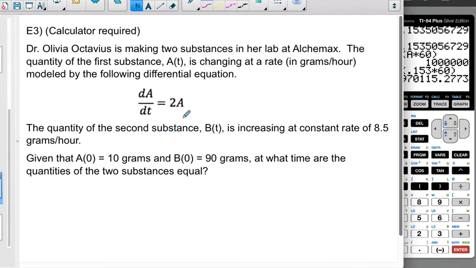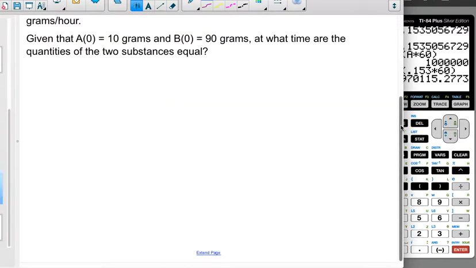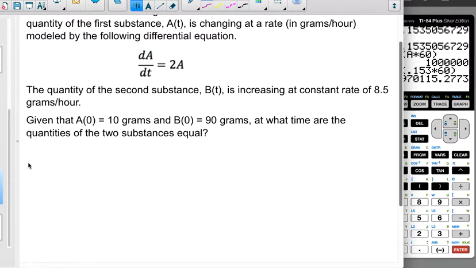So, as with most problems, even though this is calculator, you still have to be able to do some of this by hand, right? So let's look at the 2 different problems we're given.